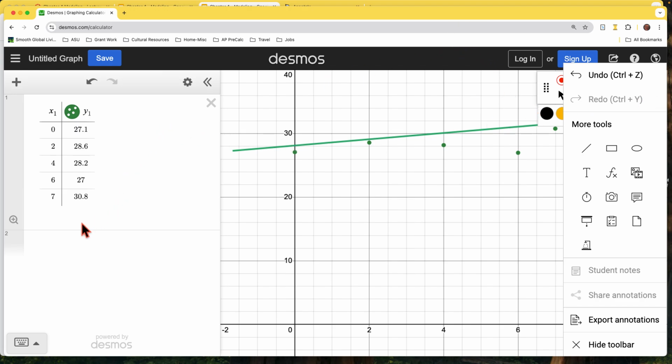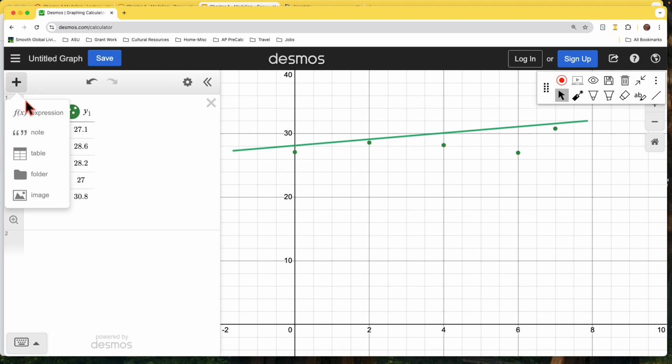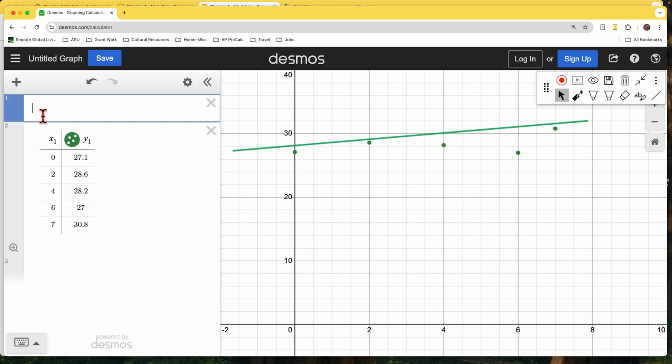The y. So again, a couple ways. You could actually come here and just hit enter. You could also go to the plus. What we want is an expression, an equation. That's what they call an expression. So we get a new line to put that expression in.